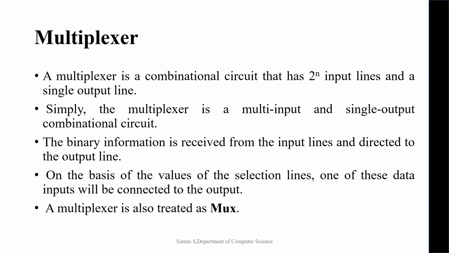It is a combinational circuit that has 2 raised to n input lines and a single output line. Simply, the multiplexer is a multi-input, single-output combinational circuit. The binary information is received from the input lines and is directed to the output line. We use the multiplexer in various situations like signal routing, data transmission, resource sharing, analog to digital conversion, etc. It is also known as MUX.